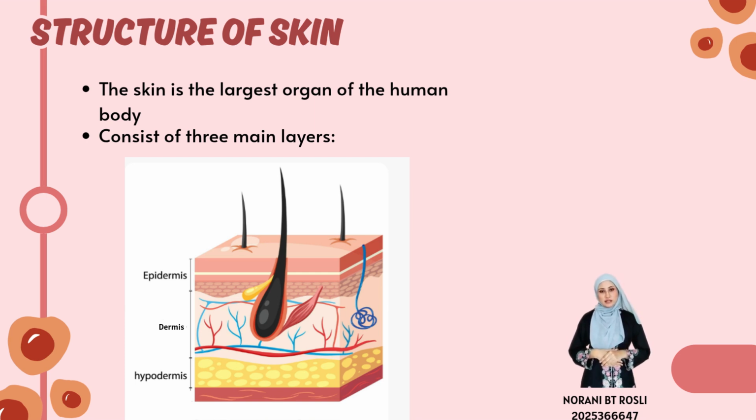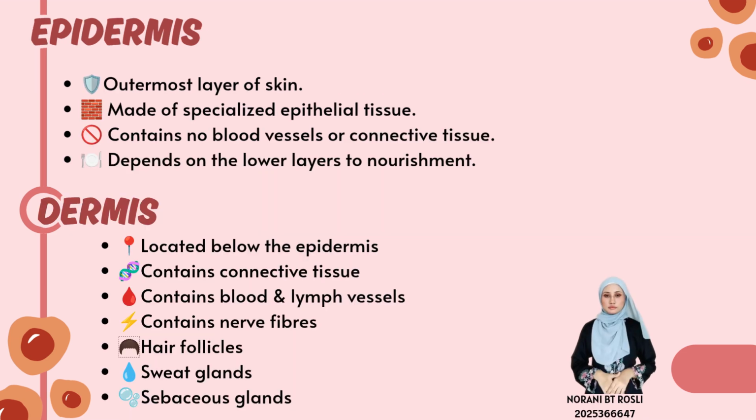Now, let's dive into the structure of the skin together. For your information, skin is the largest organ in human bodies. It is made up of 3 main layers, which are epidermis, dermis, and hypodermis, also known as subcutaneous layer. Each layer has different structures and plays important roles in protecting and supporting our bodies.